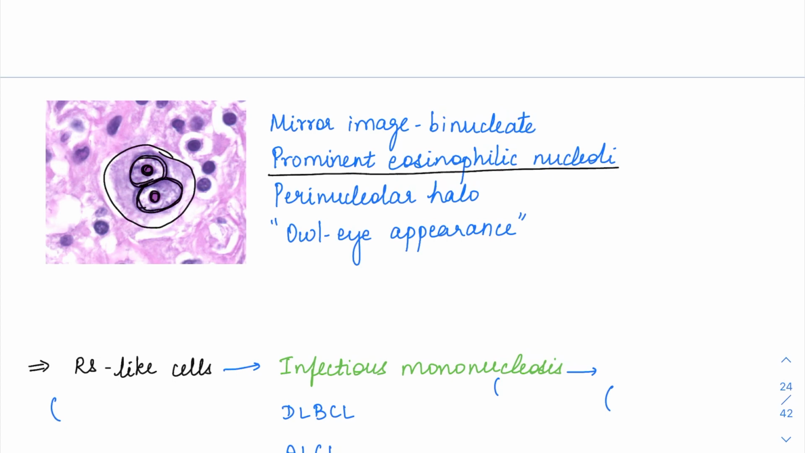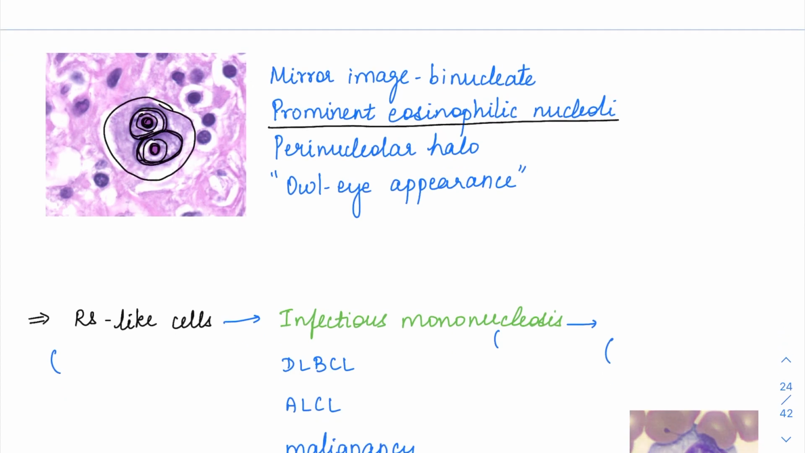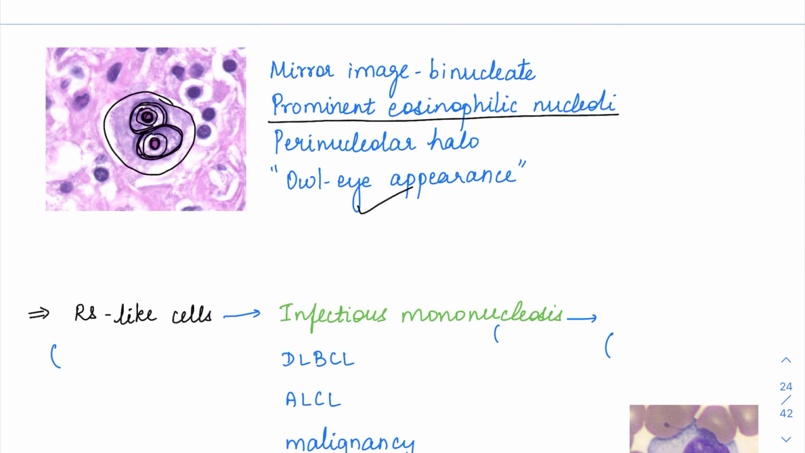So this prominent eosinophilic nucleoli is there, and surrounding this nucleoli, you are going to see a small halo. This perinucleolar halo is going to be seen around the nucleolus. So this appears like the eye of the owl, right? So it is going to be called the owl eye appearance. So RS cells are giant cells with a binucleate mirror image nucleus having a prominent eosinophilic nucleoli with a perinucleolar halo. So that is the classical description of an RS cell, and it is called the owl eye appearance.